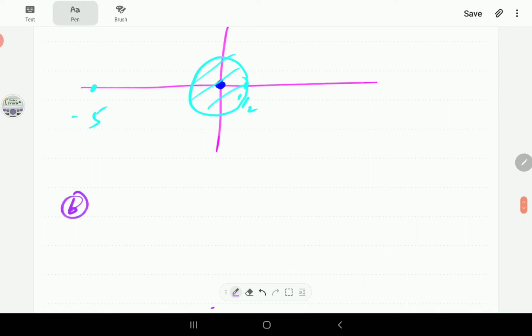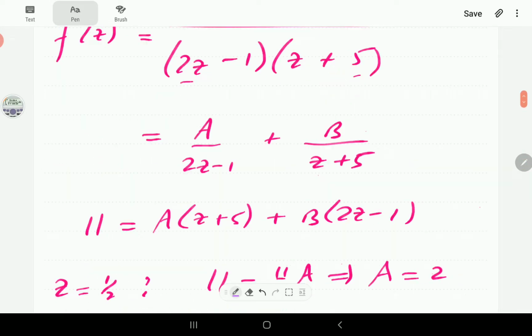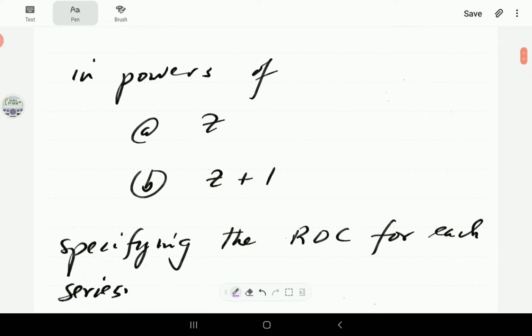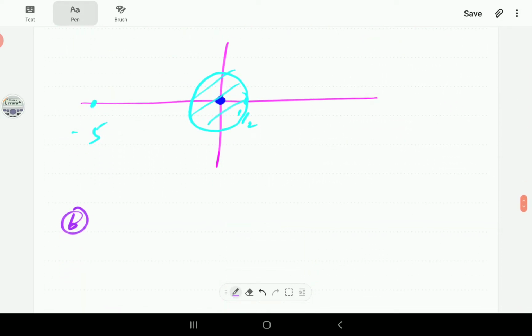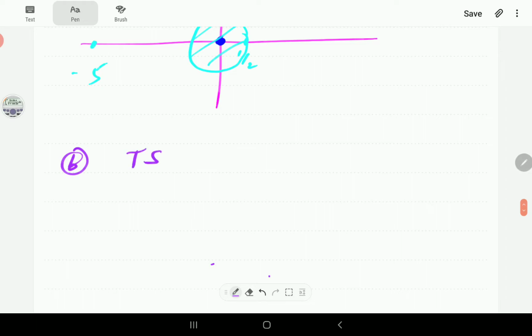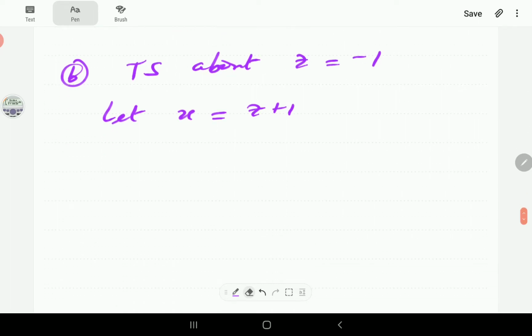Now I'm going to go to part B. So in part B, we want the Taylor series of this in powers of z plus 1. We already said equate this to 0 and solve that. That gives you the point about which the Taylor series is expanded. So here I want the Taylor series about z equals -1. What we are going to do, we've already shown this in the previous video, is we let u be equal to z plus 1, and then do a Taylor series about u equal to 0, and then rewrite things in terms of z.